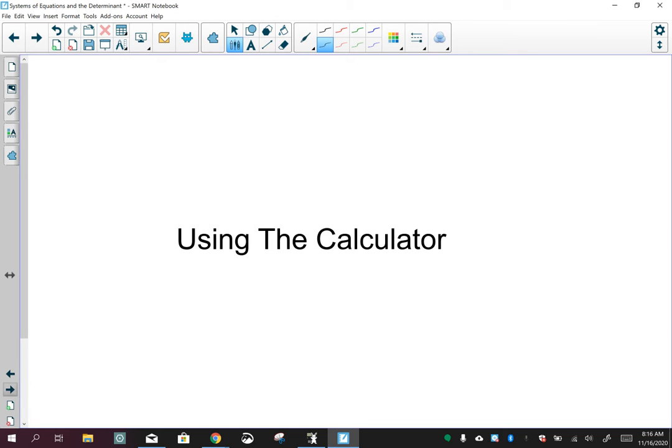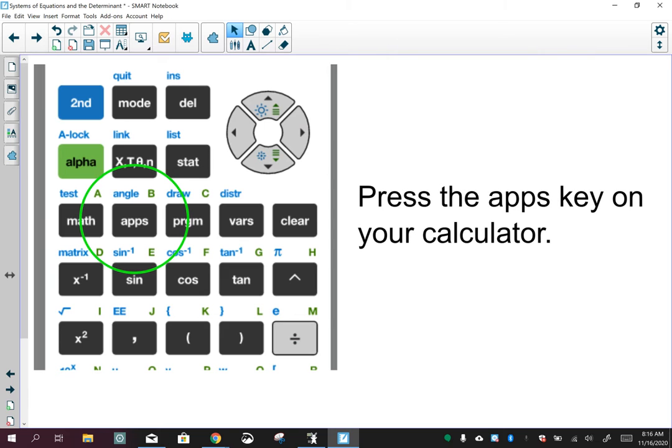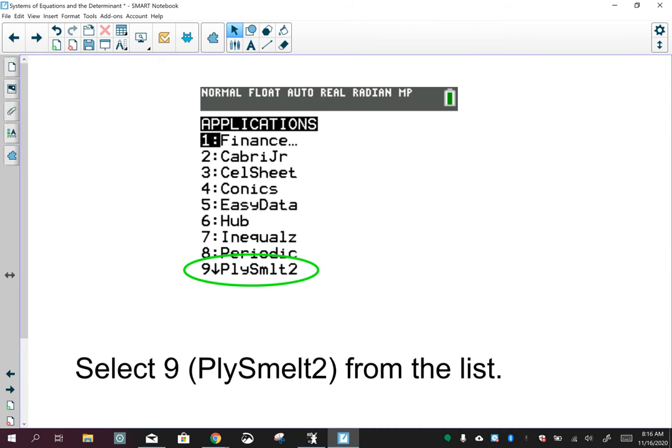So here's what you're going to do. On your calculator, you are going to look at your home screen and press the apps key. Then you're going to see this whole list here. What you are looking for could be number 8 on some and 9 on others, but you are looking for PlySmlt2. I have no idea what PlySmlt2 is, but that's just what they called it, so that's just what we're going to go with.